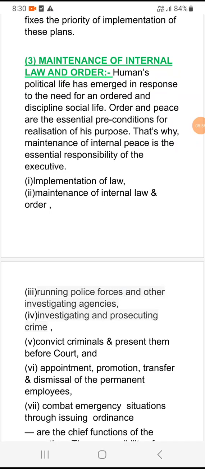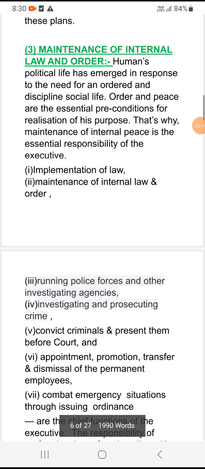Number 3. Maintenance of internal law and order. Human political life has emerged in response to the need for an ordered and disciplined social life. Order and peace are the essential preconditions of realization of its purpose. That's why maintenance of internal peace is the essential responsibility of the executive.